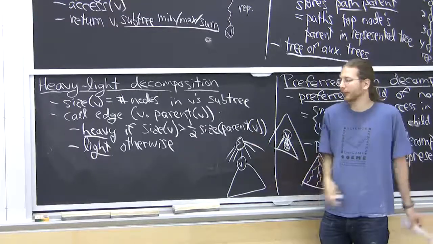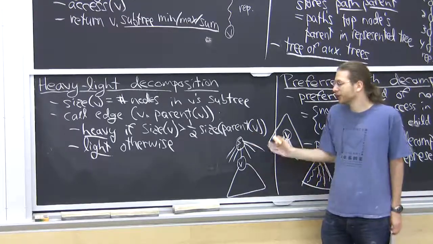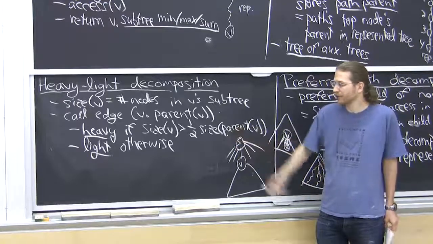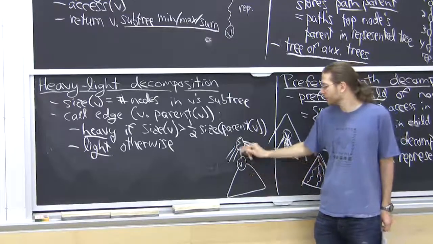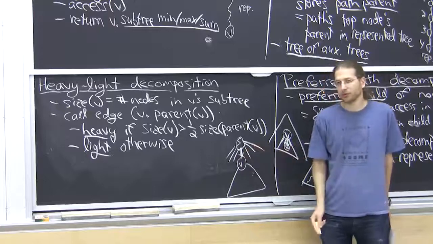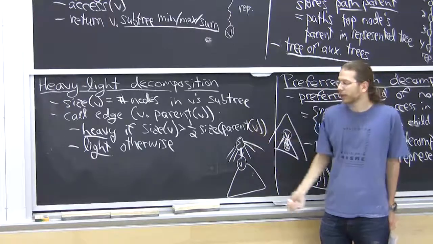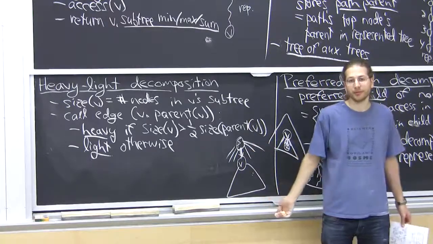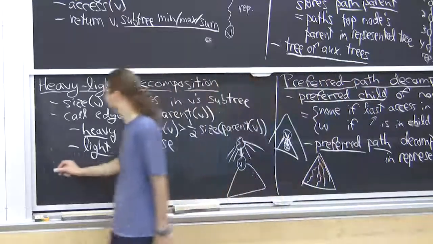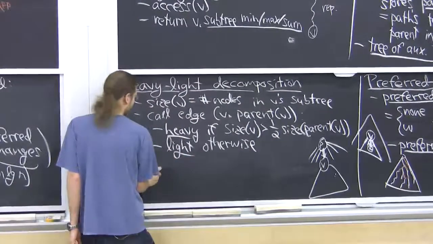So there might not be any heavy child according to this definition. Maybe it's nicely evenly balanced. Everybody's got a third. But if somebody's got bigger than a half, I call it heavy. Everybody else is light. So there's going to be at most one heavy edge from every node. Therefore, heavy edges decompose your world into paths. Heavy paths decompose the tree.